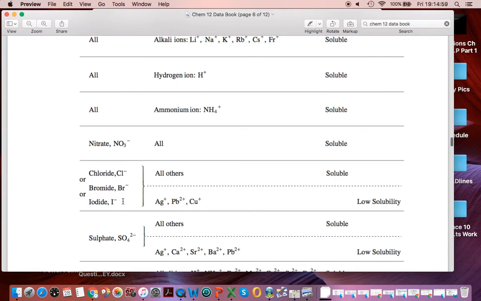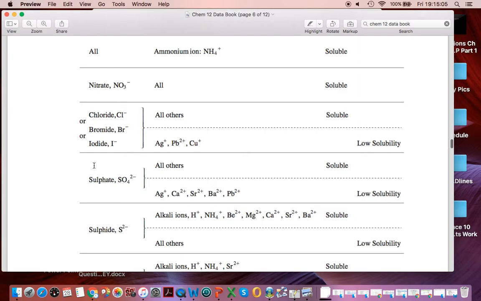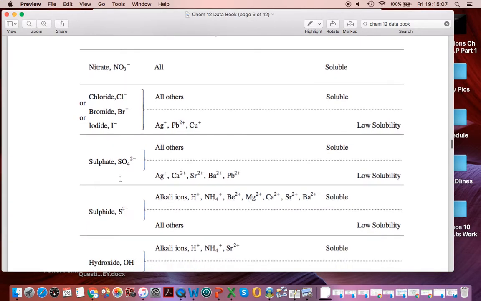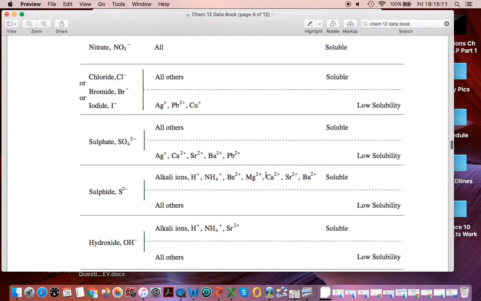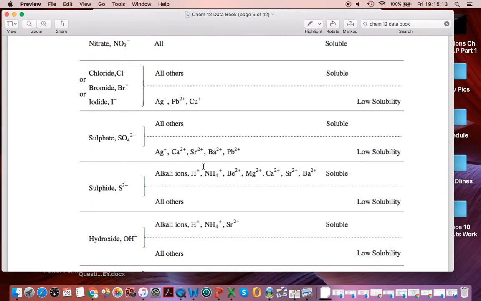These halides, chloride, bromide, iodide, are usually soluble except with these three ions. Charges matter. Sulfate, mainly soluble, but these five take it out. And this is one of the strange things. You'll see strontium and barium are here, and calcium. Low solubility with sulfate, but soluble with sulfide, whereas most other ions are going to be soluble with sulfate and low solubility with sulfide.